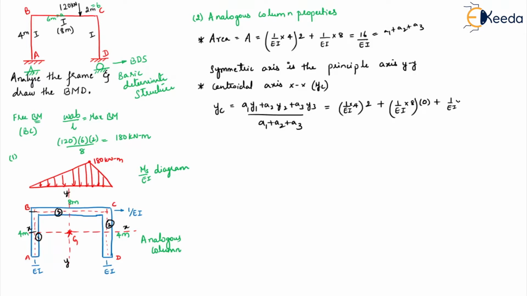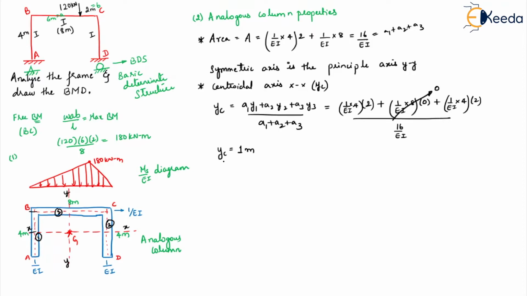So coming to the third one, again it's 1 by EI into 4. Again the distance is how much? 2. Okay, so this will anyways become 0. This has to be divided by 16 by EI to get the value of your YC. So if you simplify, you will get your YC as 1 meter.